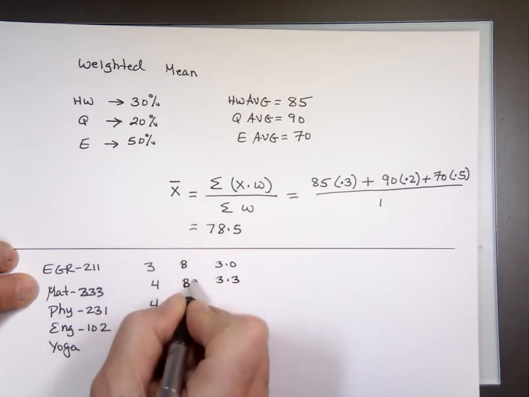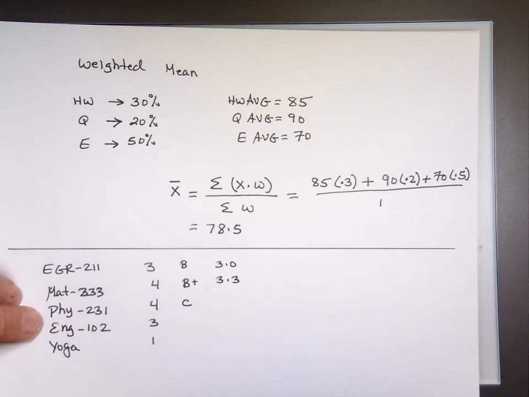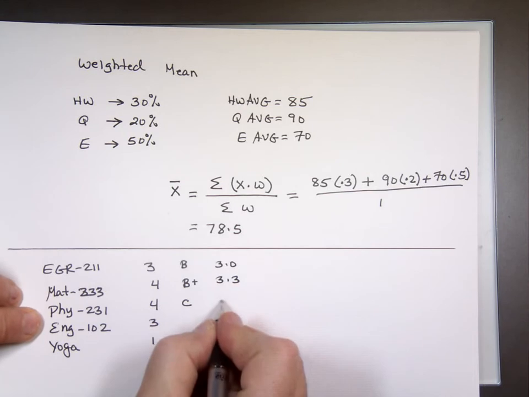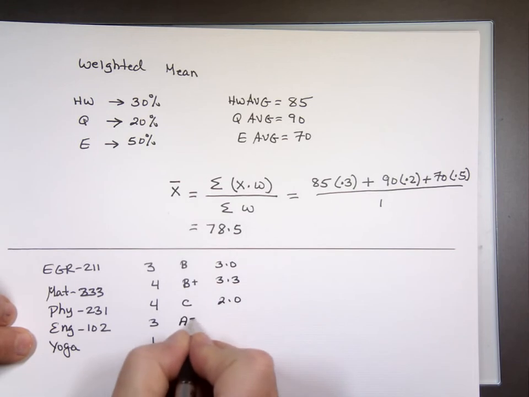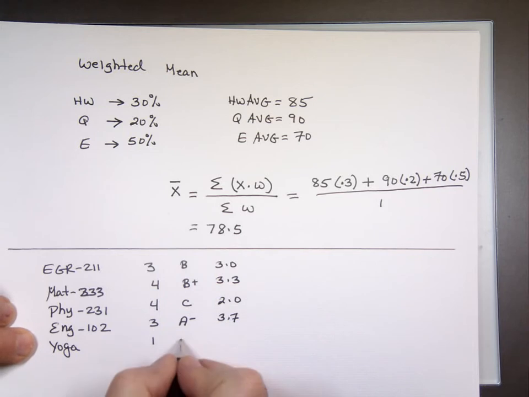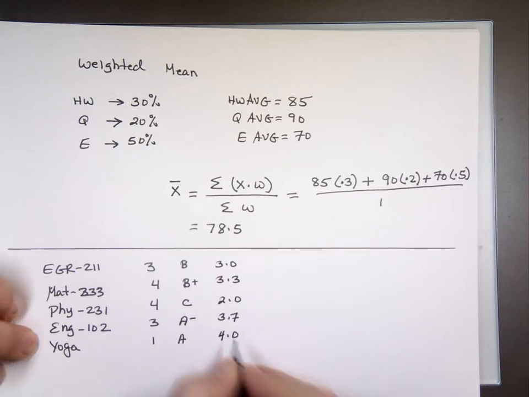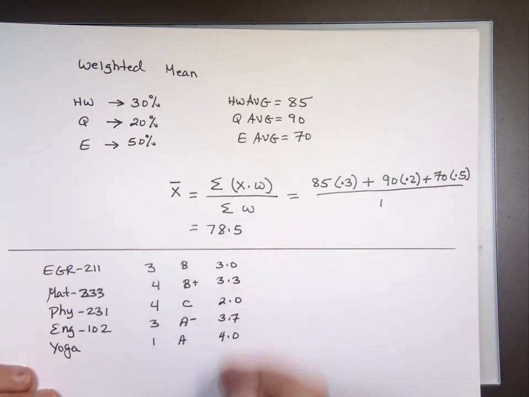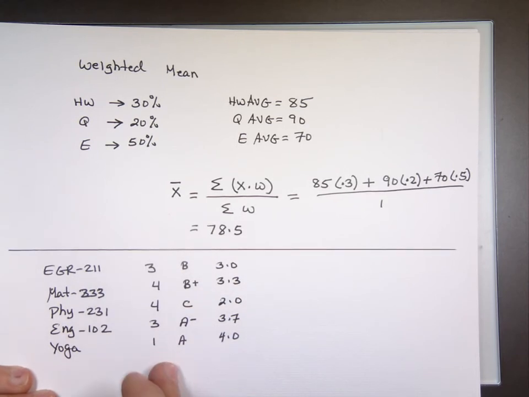Forget about physics. That's a C. Oh, I'll give you a C there. That's a 2. Be realistic there. English, you got an A minus. 3.7. And yoga, you got an A in it. You're flexible. That's a 4.0. Notice each one has a different weight, because the credits are really your weights. That's your W, the weight, and that's the value.